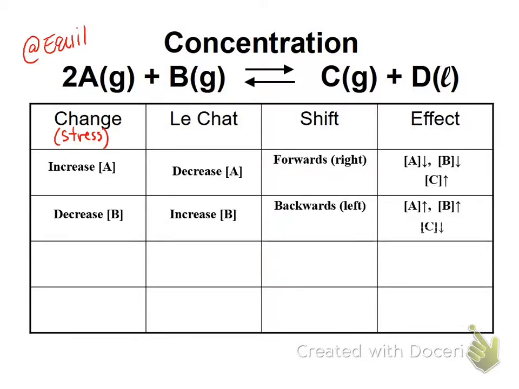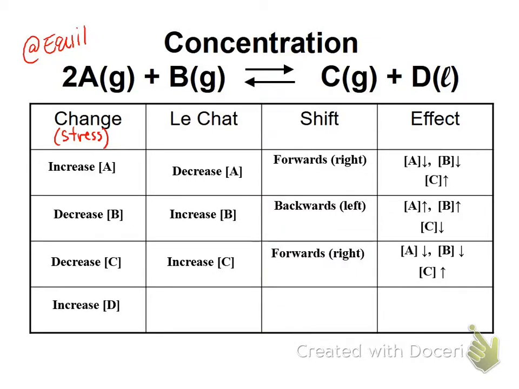Okay. Are you ready? Here we go. I have an increase in C, which is the opposite to the stress. Which direction? Forward. Forward to the right. And the net effect is A and B go down, C goes up. You'll notice that when we shift a direction, whatever direction it is, if it's to the right, then the left side decreases and the right side increases. Right? Because that's what's happening.